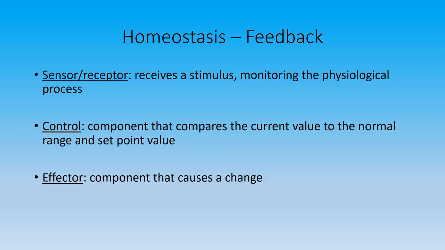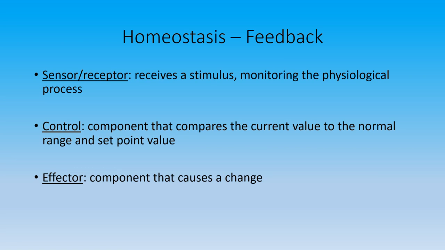So with homeostasis, the feedback systems, both of them, there's three parts to it. There's a sensor or a receptor. This is the component that's receiving a stimulus. It's monitoring that particular process. And it's very specific. So if it's monitoring for, say, calcium concentration in the blood, it doesn't care about sodium or calcium chloride. It's only monitoring the one thing. If it's monitoring for high temperature, that's it. So it's very specific.